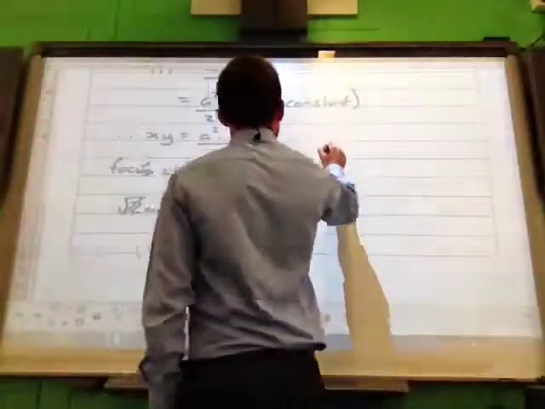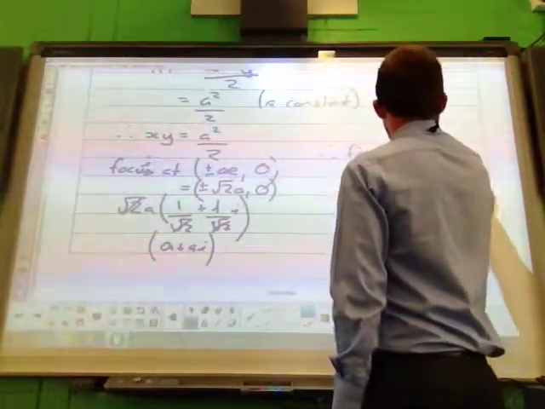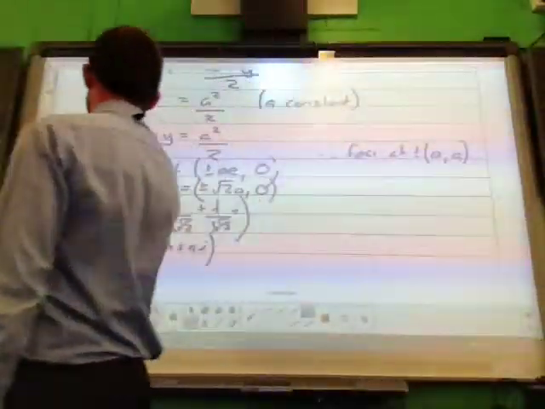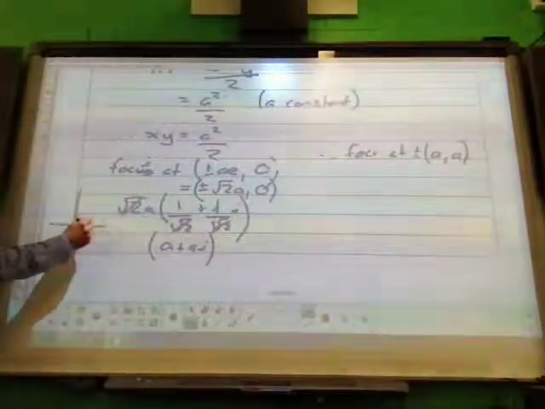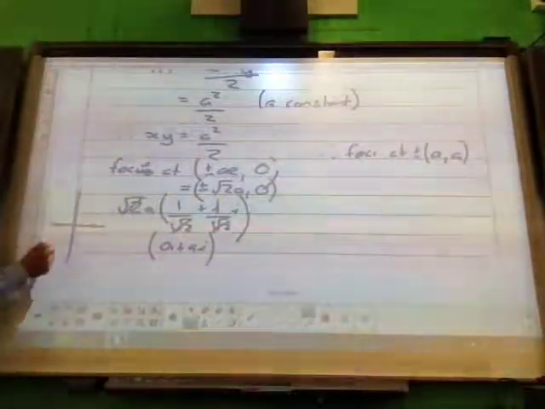Okay, therefore, foci is going to be plus or minus A, comma A. Because when you rotate it, so the foci was here and here, when you rotate it 45, it's then going to go here and here.